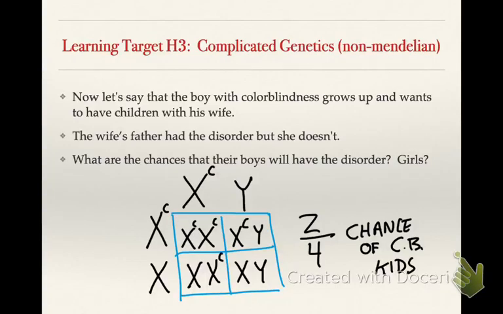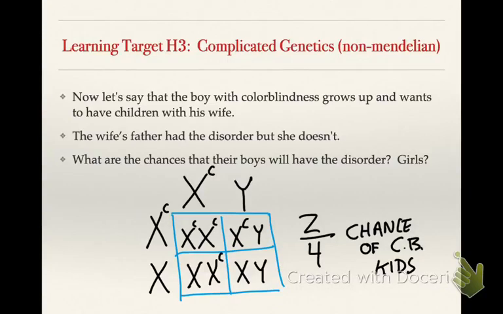Okay, so what are the chances for the boys? Let's see here. The chances that the boys will have the disorder is still 50%, like 1 out of the 2 boys that they could possibly make. And for the girls, it's still 50% because it's 1 out of the 2 possible girls they could make. So what are the chances their boys will have it? It's 1 out of 2. What are the chances the girls would have it? It's 1 out of 2. No matter how you slice it, it's 1/2. Because 2 out of 4, if you reduce the fraction, is the same thing as 1 out of 2, which is 1/2 or 50%. These people have a 50% chance of producing colorblind children.